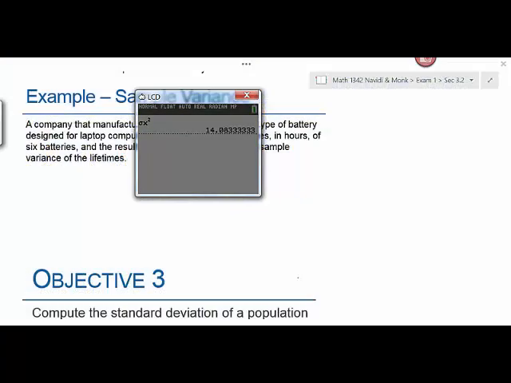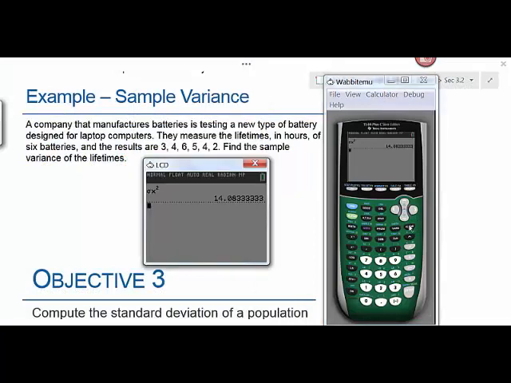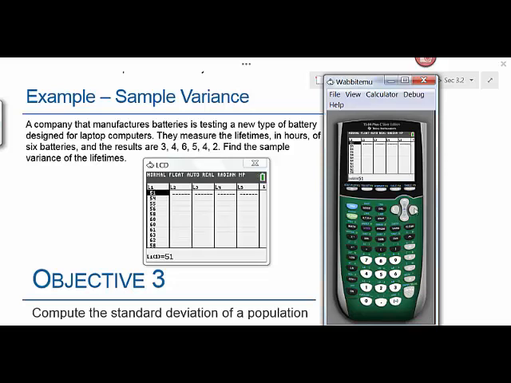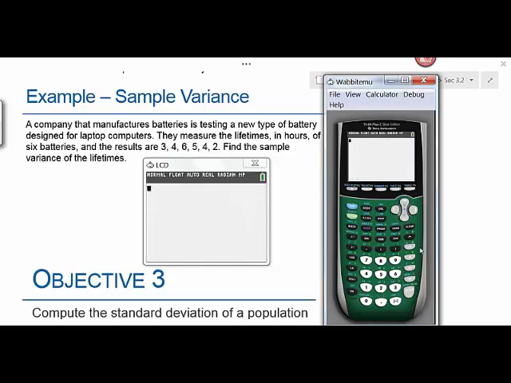What do I need to do first? Put it in the list. Let me clear this out, and we're going to hit Stat, Enter, and then we type in our numbers, and I'm going to use list 2 now since I've got data in list 1. Once you have your data in the list, what do you do? Second mode takes us to the home screen.